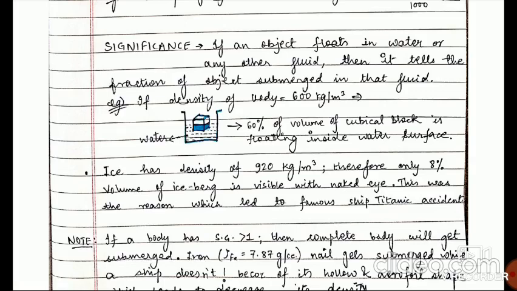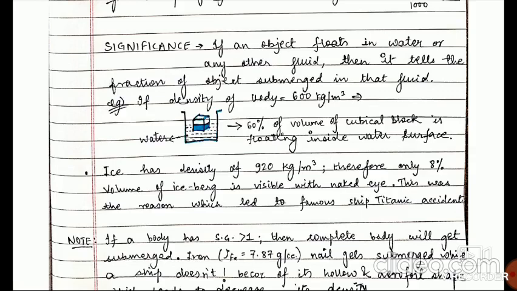For example, if a body has a density of 600 kg per meter cube and a relative density of 0.6, and it is floating in water, then 60% of the volume of the block is inside the water and 40% is above it. So coming on to the practical application, ice or an iceberg has a density of 920 kg per meter cube, that is the specific gravity of 0.92. So only 8% of the volume of an iceberg is visible to the naked eye.